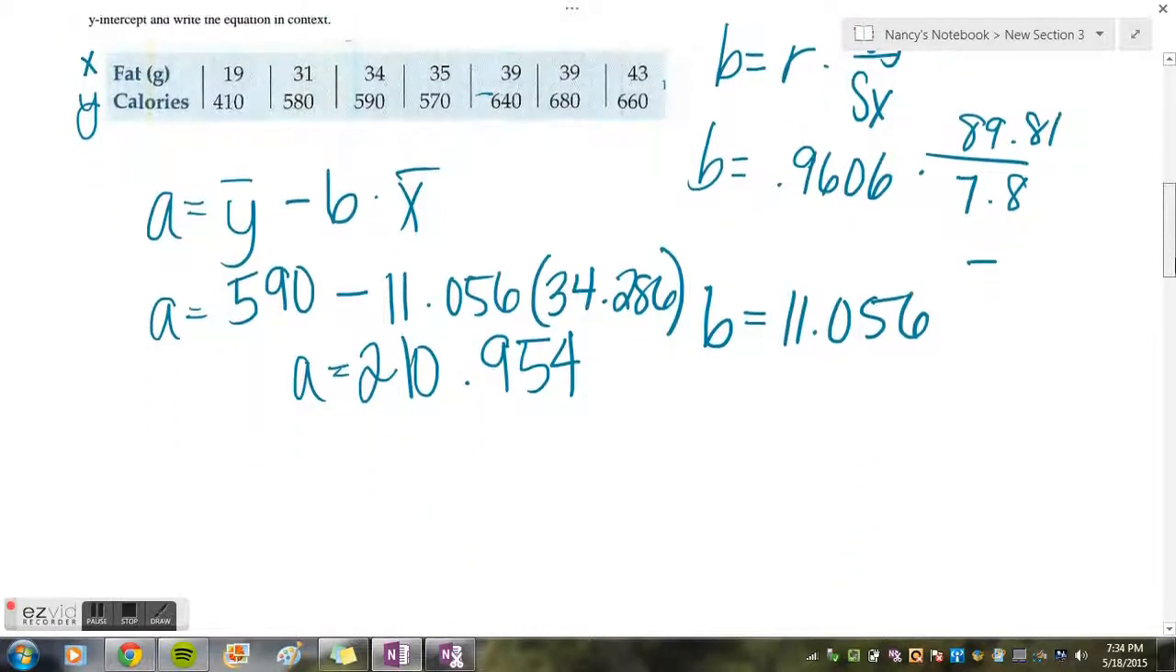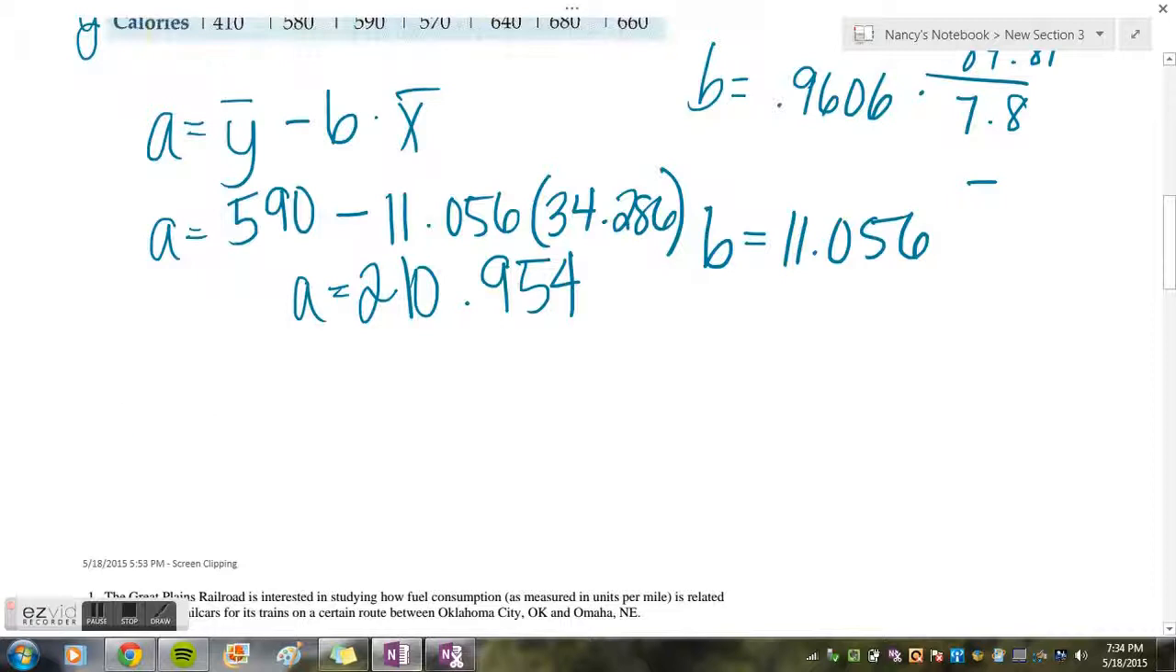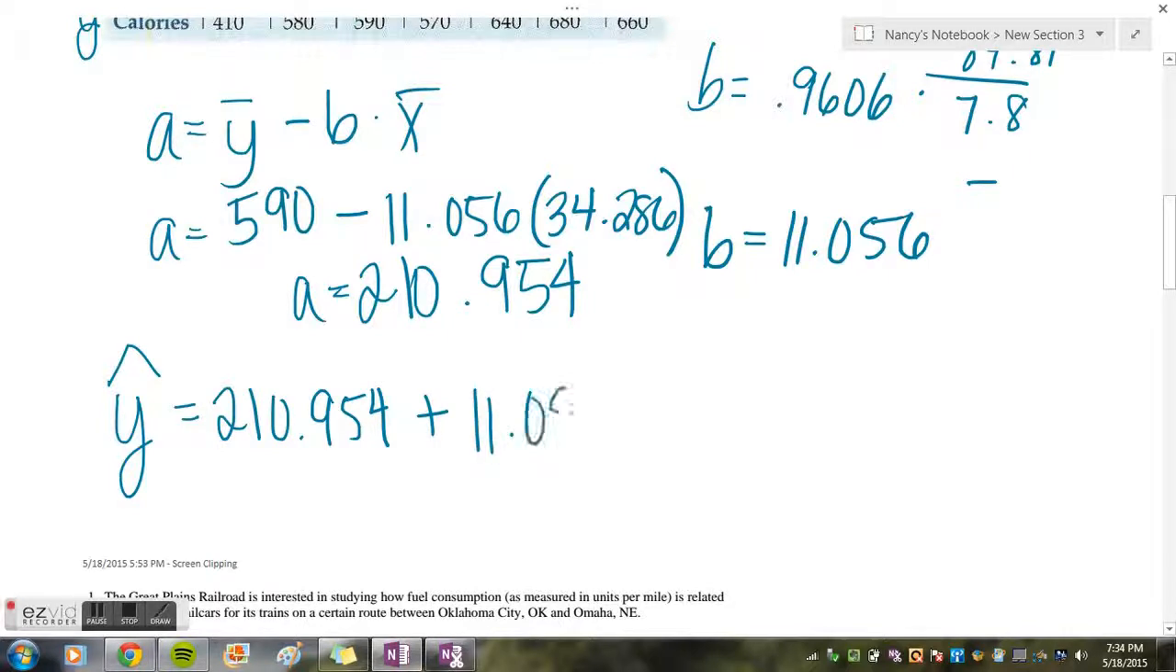So now that we have b and a, we can solve for the least squares regression line equation. So now we have y hat, which is the predicted y value, equals 210.954, which is your a, plus b, 11.056, times x.